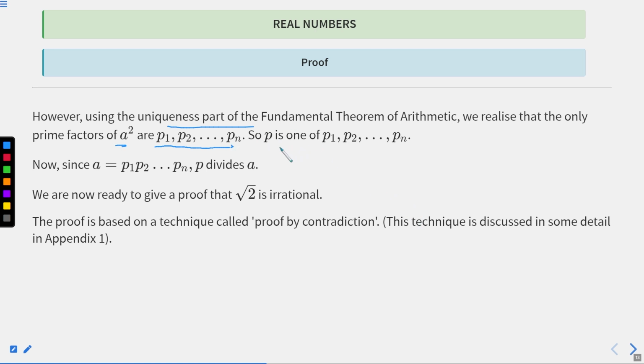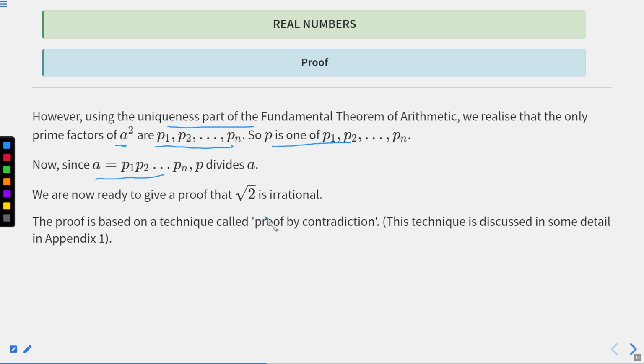So P is one of P1, P2, P3, ..., Pn. By the uniqueness part of the fundamental theorem of arithmetic, the prime factors of A squared are P1, P2, P3, ..., Pn. Since P is one of P1, P2, P3, ..., Pn, from this statement we can conclude P divides A. So if P is a prime number and P divides A squared, then P also divides A.